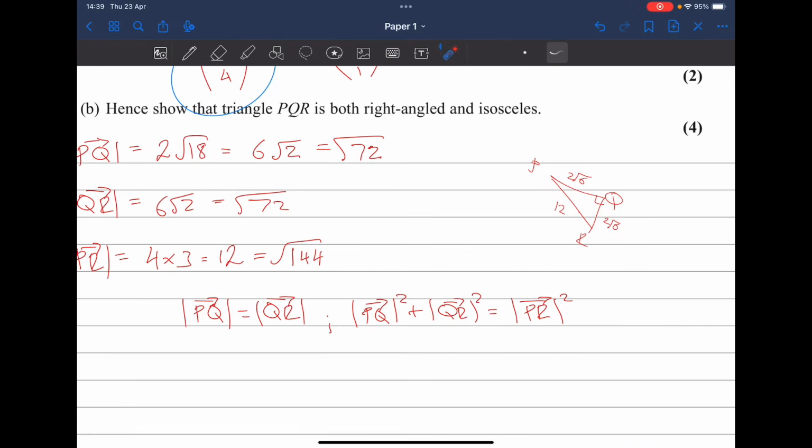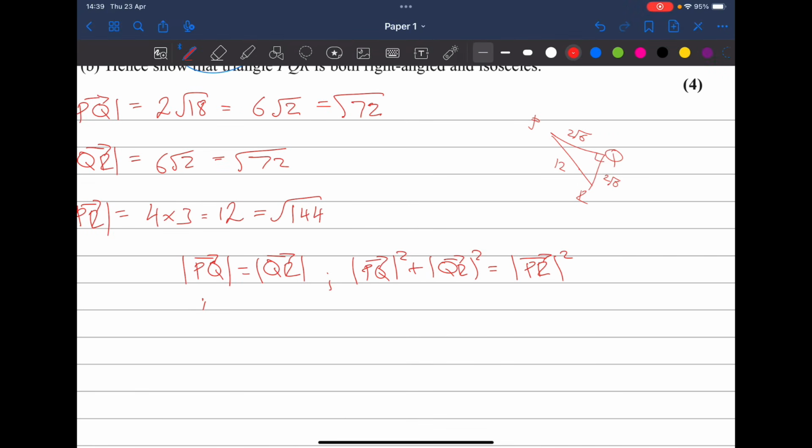Actually, I would probably write some words here. This is going to be isosceles, and this means that it's right angled, just in case.